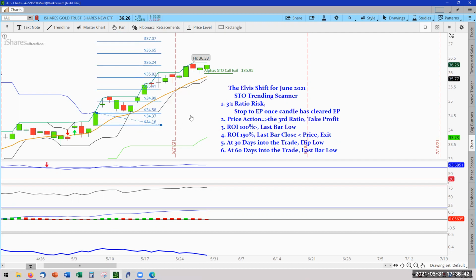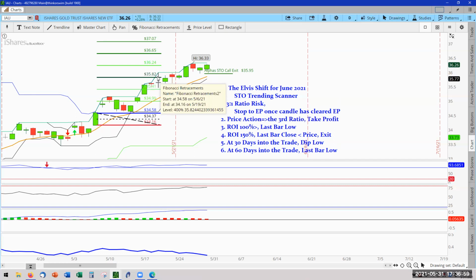Yes, that's it. For an example, if we had entered the trade on this long candle, then as soon as price crashed through that third ratio, pop goes the weasel, and we are out of the trade.